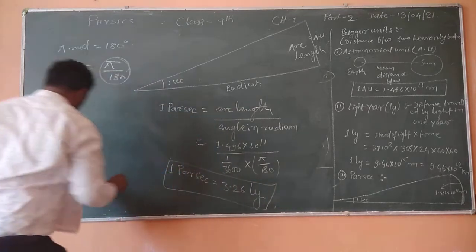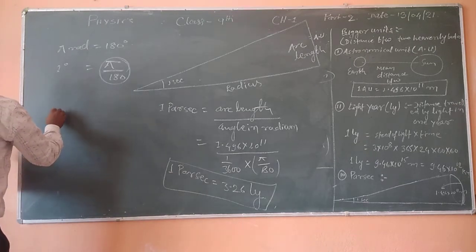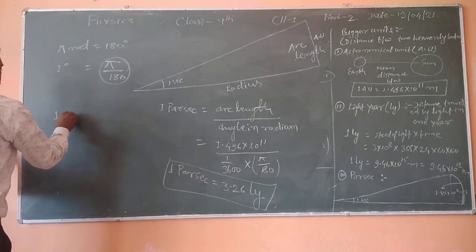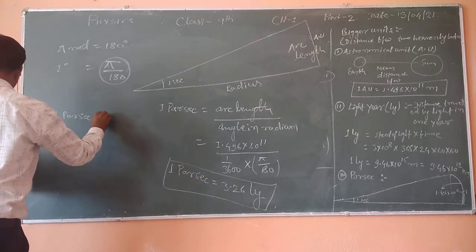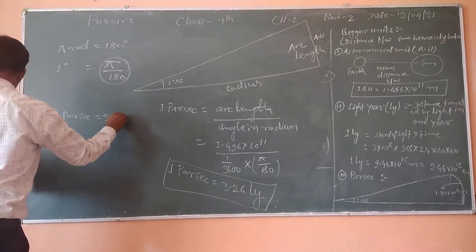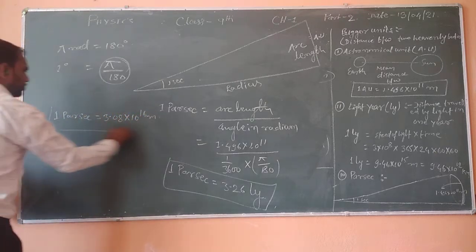Another combination you should also keep in mind is that 1 parsec is equal to 3.08 into 10 to the power 16 meter.